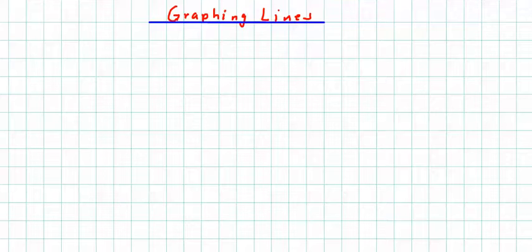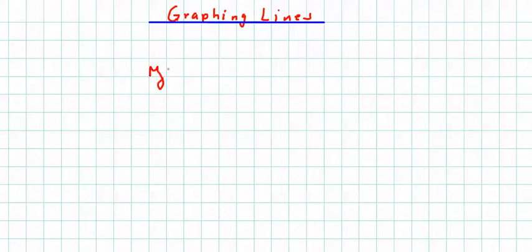All right, yesterday we looked at graphing lines and we tried to look for, or I hope you found, the relationship between the different numbers in an equation. Let's look at a very simple equation.